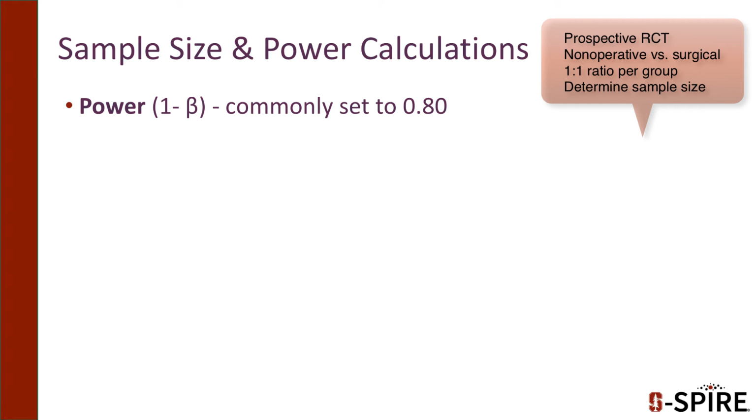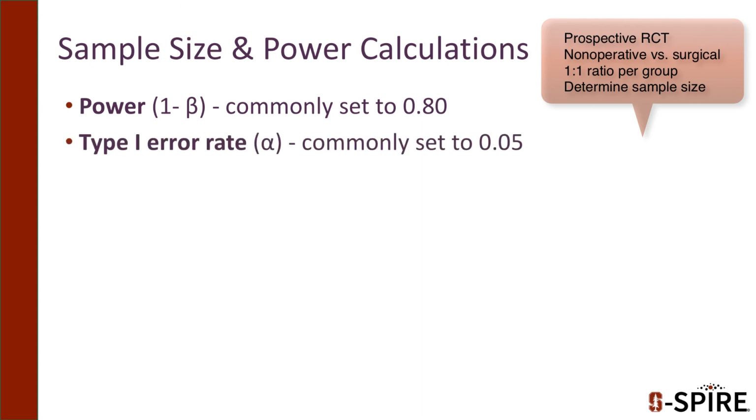Statistical power is the complement to type 2 error. If type 2 error probability is 20%, then power equals 1 minus beta, or 80%. As we discussed earlier, the type 1 error rate, alpha, is usually 0.05, or 5%.